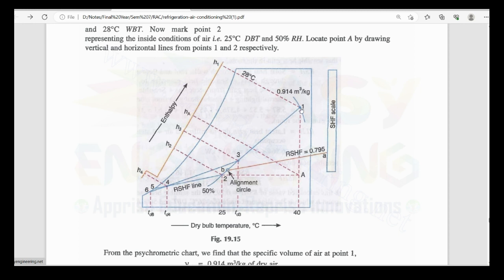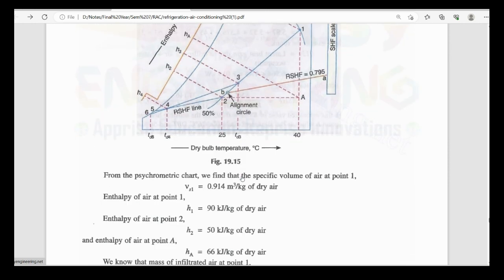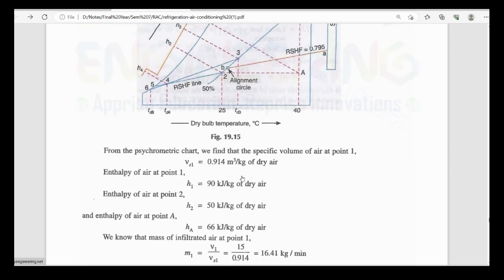So initially we have to just draw 2 points, point number 1 and point number 2, and after that we have to calculate the mixing point, point number 3, in between point number 1 and 2. In this way we can draw.